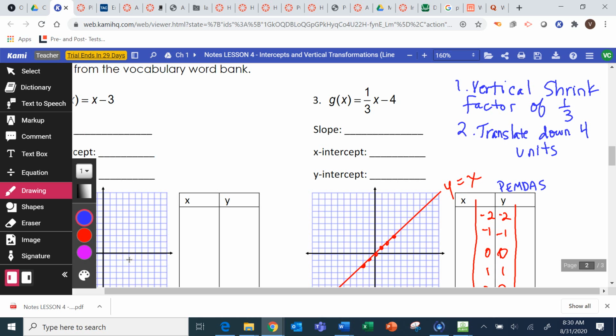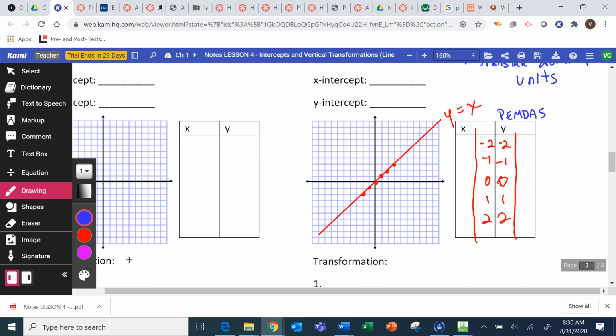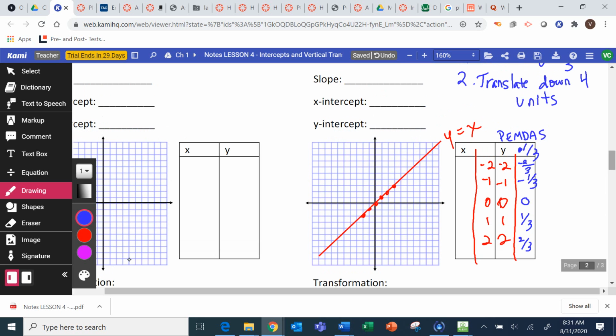Order of operations. What comes first? Multiplying, subtraction. Warren. Yep, multiplication. So in our table, to the y values of the parent function, we are going to multiply each of them by 1/3. So I'm going to take -2 and multiply by 1/3, I get -2/3. I take -1 and multiply by 1/3, I get -1/3. 0 times anything is 0. 1 times 1/3 is 1/3. 2 times 1/3 is 2/3. So I multiplied everything by 1/3.